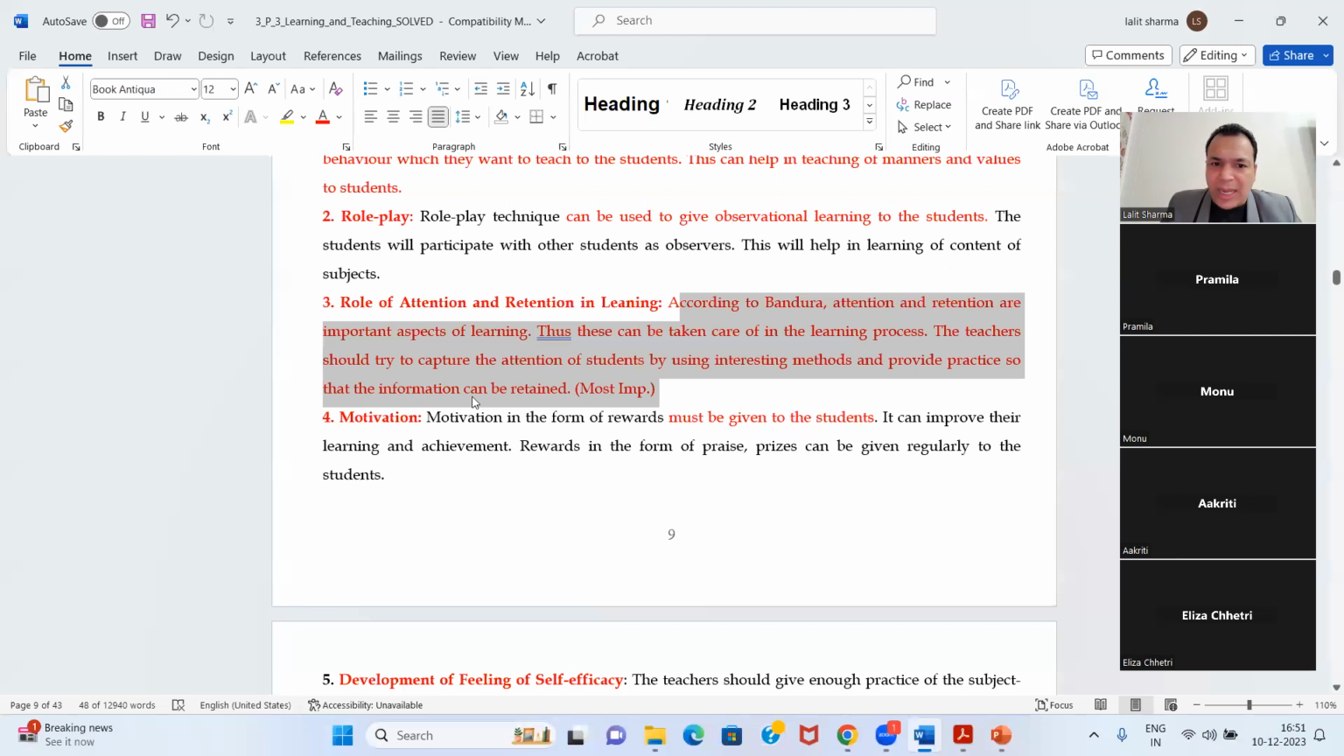Okay, the teacher should try to capture the attention of student by using interesting method and provide practice, so that the information can be retained. ये होता है teacher. Means teacher should capture the attention of the student by your interesting method, right? Emphasizing on the method by your teaching techniques, and involves the student in the practice. Okay, मतलब kind of any test, kind of any assignment, so that the information can be retained. This is called attention and retention.